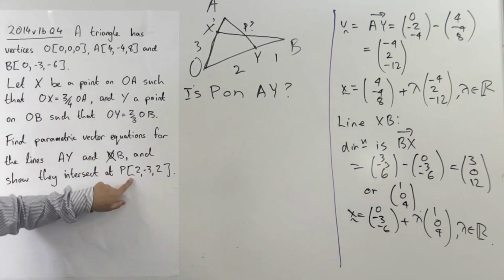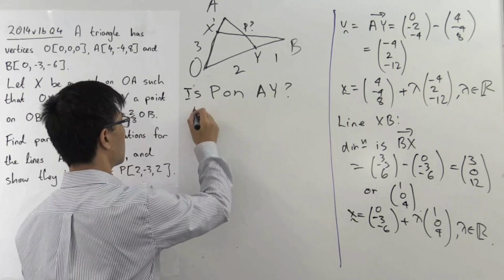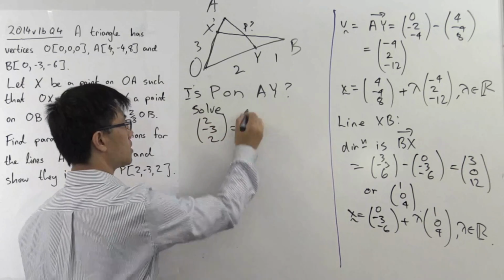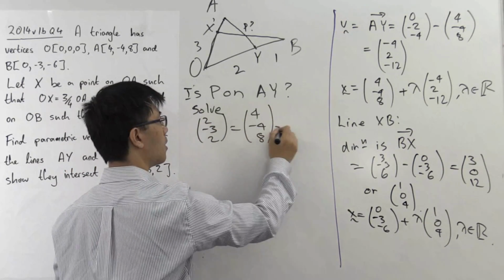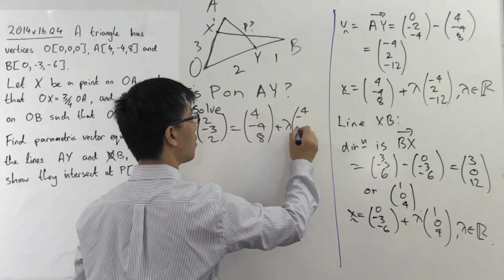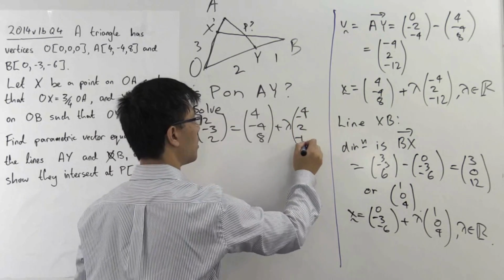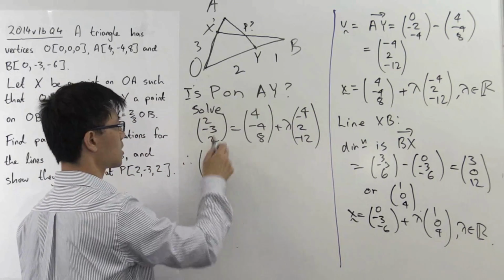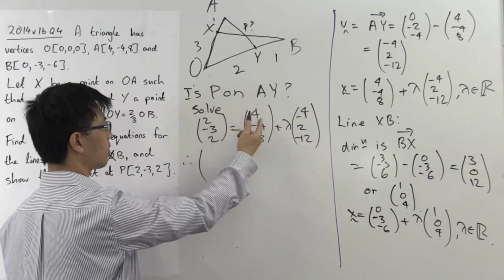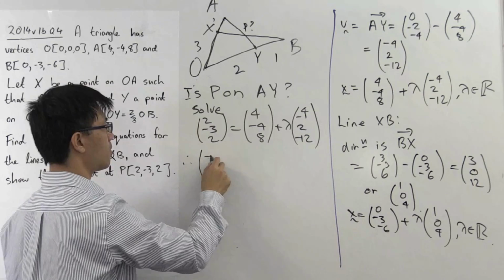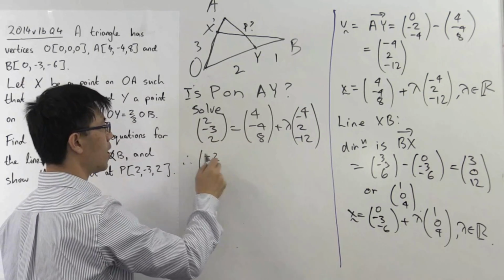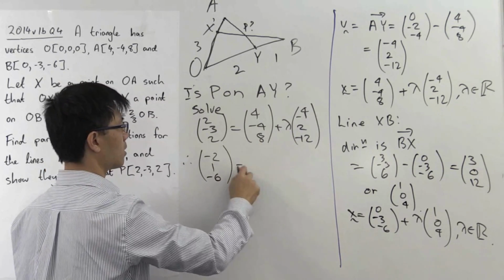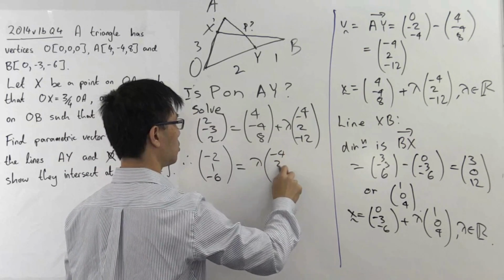Okay, so we're going to check whether this point has this form. So we solve (2, -3, 2) is equal to (4, -4, 8) plus lambda (-4, 2, -12). Okay, subtract this from both sides. So therefore this is equivalent to subtracting (4, -4, 8) from both sides: 2 minus 4 is -2, subtracting -4 is adding 4, that's 1. And then subtracting 8 is -6, equals lambda (-4, 2, -12).